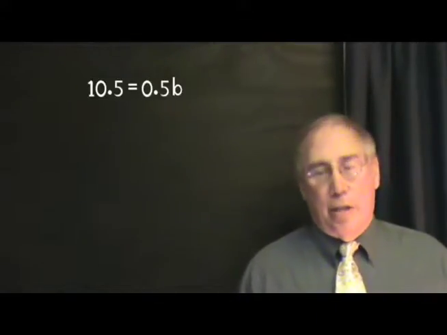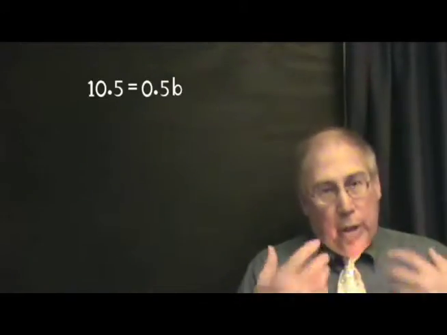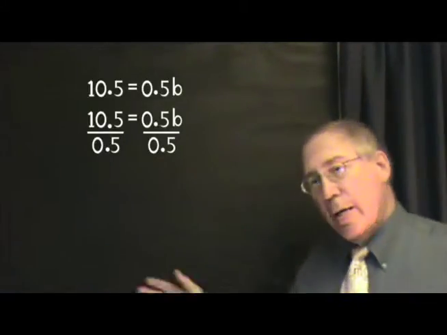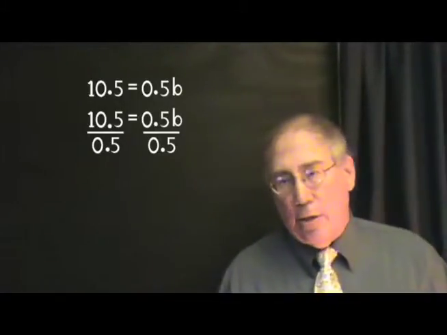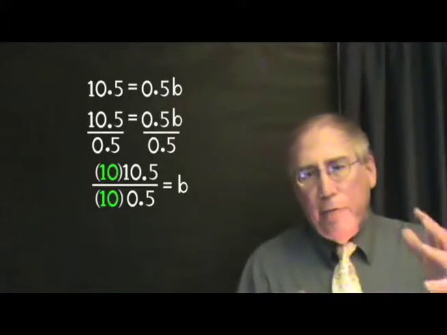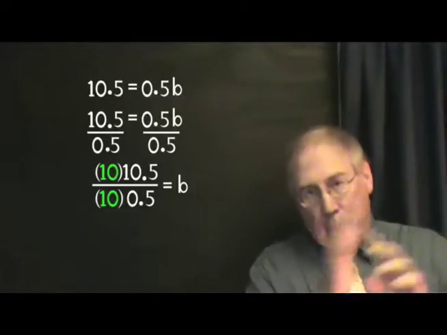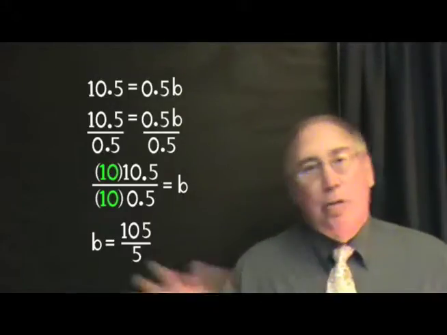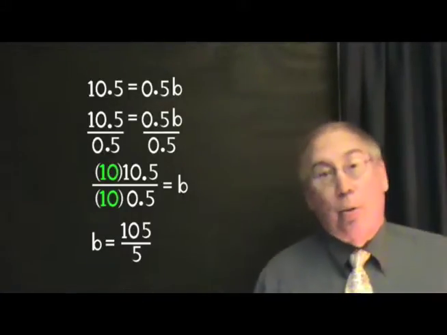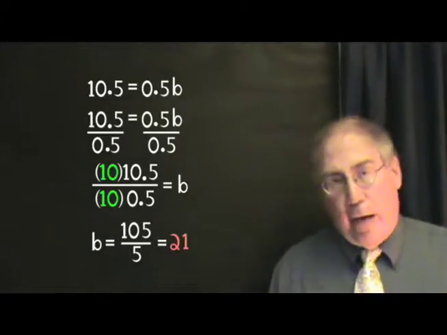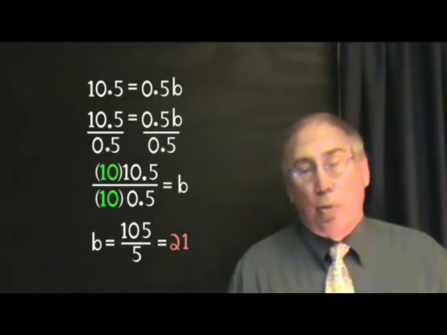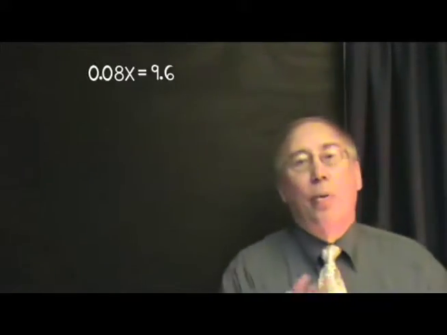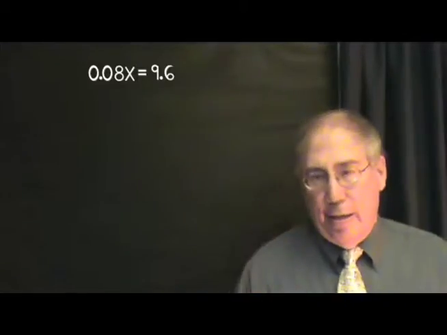Now, here we have decimals again. But let's work it the same way. Take the coefficient of b, divide it into both sides. On the right-hand side, those 0.5s will just cancel out, and you'll just have a b. Now, on the left-hand side, notice that there's one decimal place to the right of the decimal point. If we multiply by 10, it moves the decimal point over one place to the right. So we'll get 105 over 5, and then that equals 21. So that's a little trick that you can use here if you don't want to mess with dividing decimals.